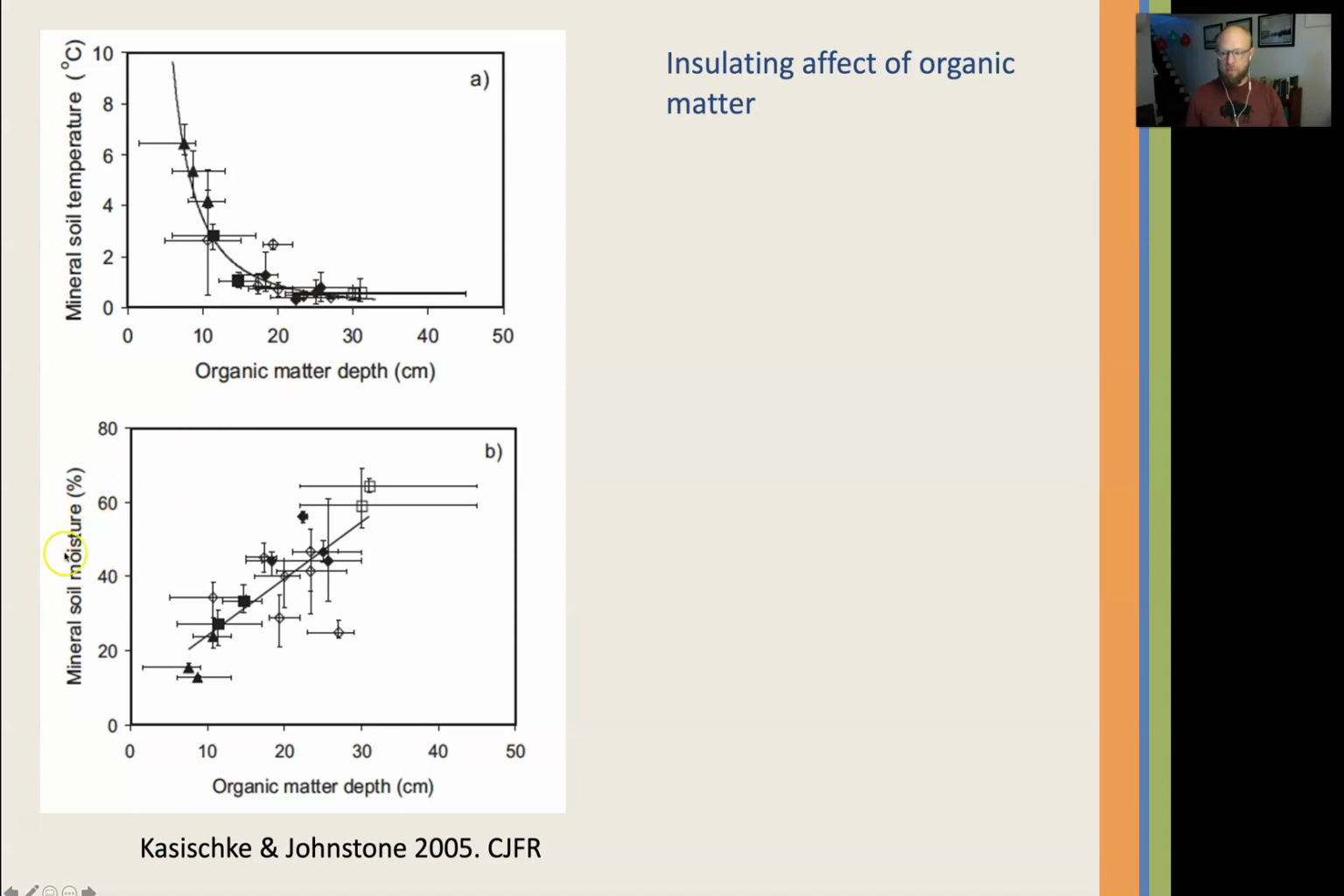It also has an impact on soil moisture. So here's the soil moisture of that mineral soil. And again, the x-axis is the organic matter depth. So the thicker the organic layer, the more moisture is in the soil because it doesn't evaporate off. And so it stays in the soil where plants can actually utilize it. So you can see the importance of this organic layer.